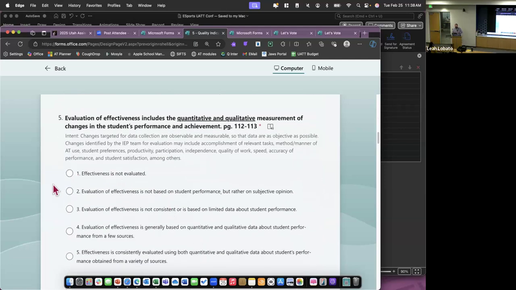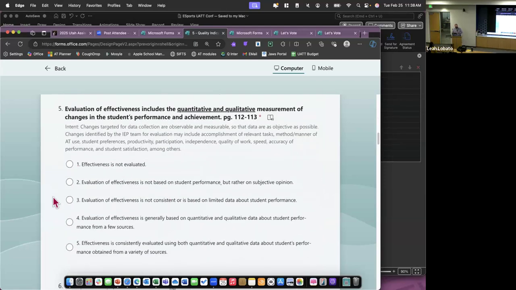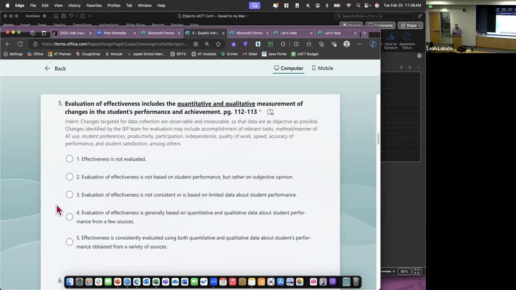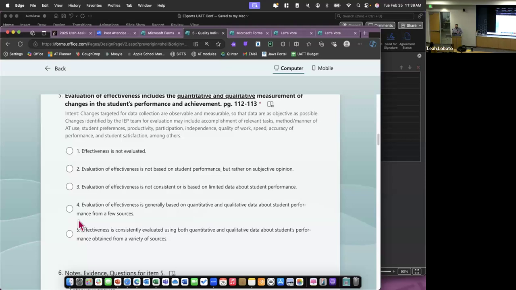Evaluation of effectiveness includes quantitative and qualitative measurements of the students' changes. I do have a few teachers who still write in, "So-and-so is a nice young man with a pleasant demeanor," and then give me some data. So that's qualitative, right? Just kidding. But most of us are saying the student feels pretty good about it. They're using it, like that qualitative piece.